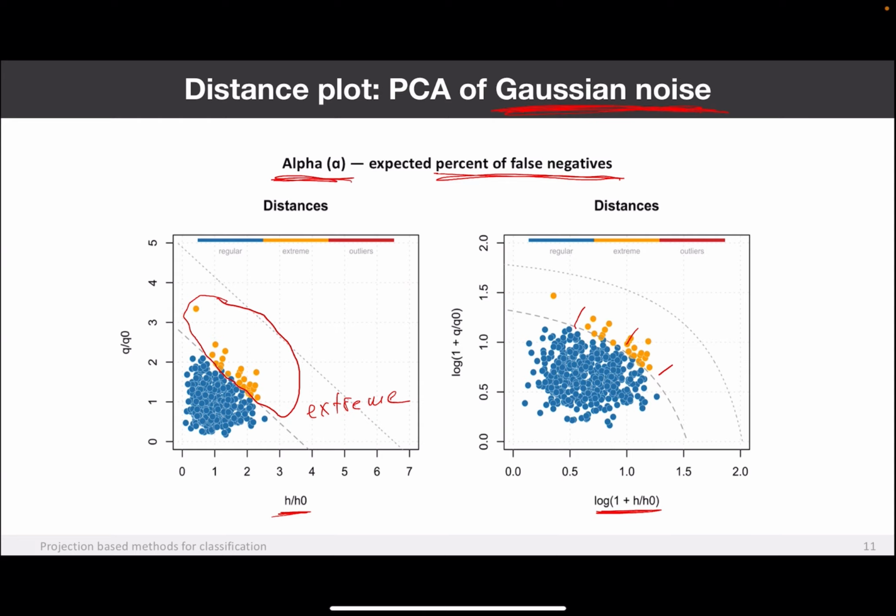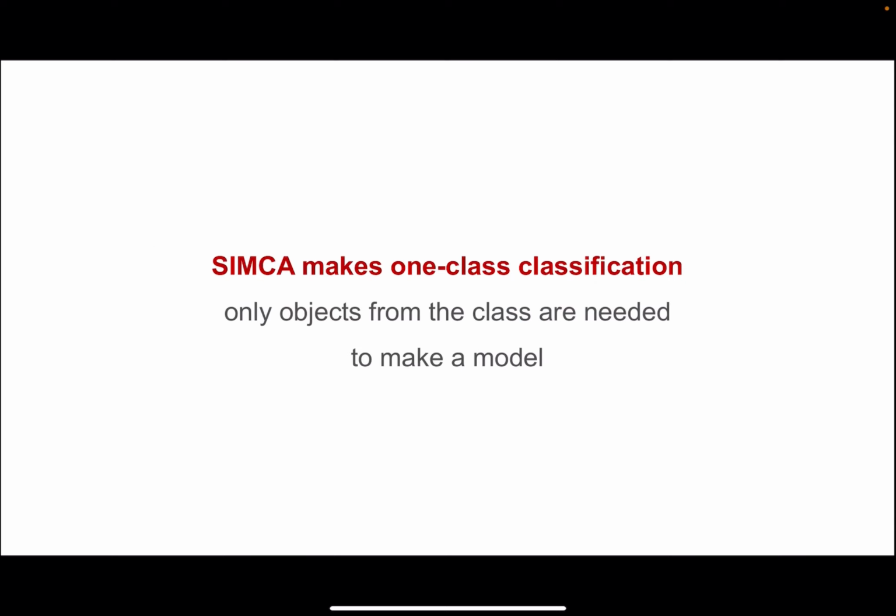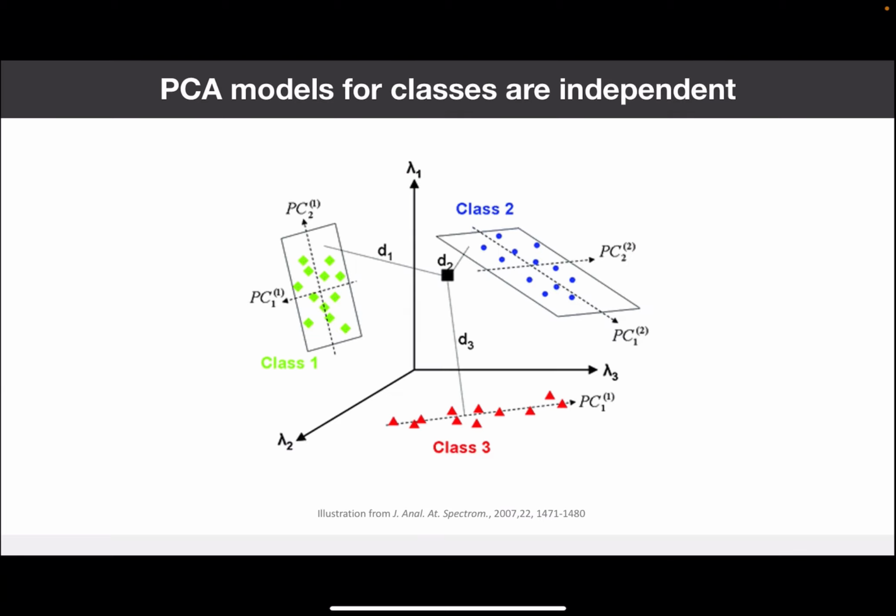What about false positives? We cannot do anything about false positives here because SIMCA is a one-class classifier. So it means that we don't use objects from the other class to build the model. But there are some peculiarities which we are going to talk about later. Okay. So SIMCA is a one-class classifier, and apparently two things are very important: how many components to use and also how to define the critical limits, right?